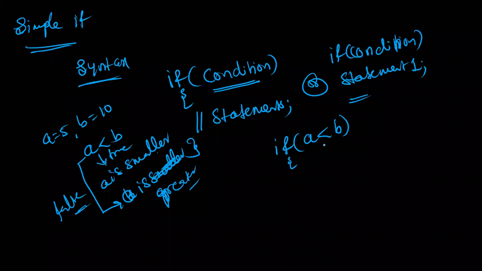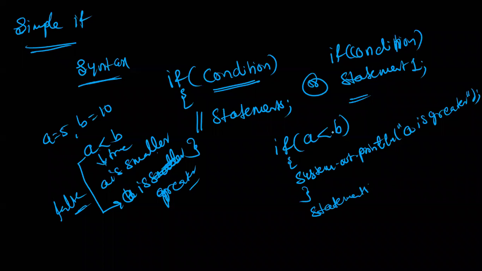Okay, here you can see A less than B. So you will write System.out.println("A is greater"). Close this, and here you can write any statements, that does not matter. So how will it work? When your condition is true... sorry, I wrote A greater; you can write A smaller. When this condition is true, this will be executed.